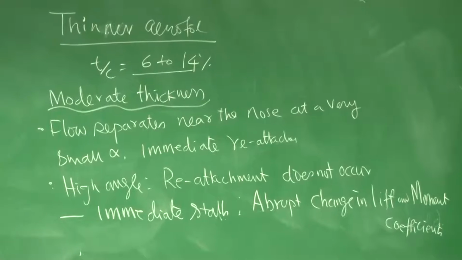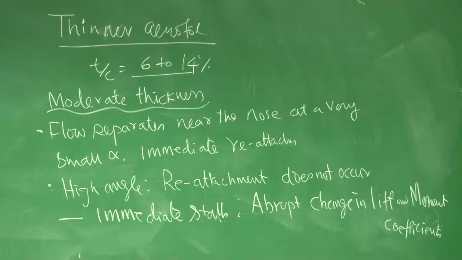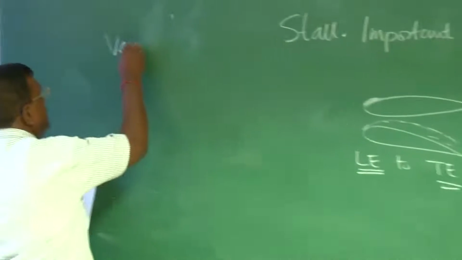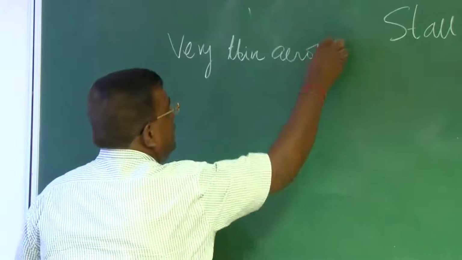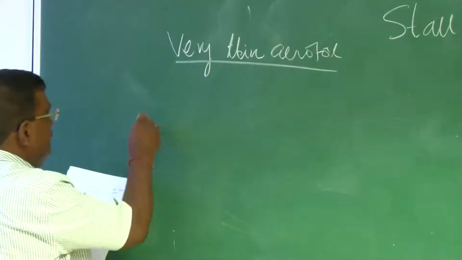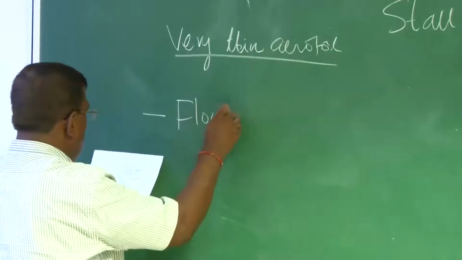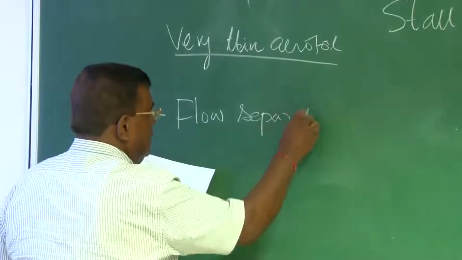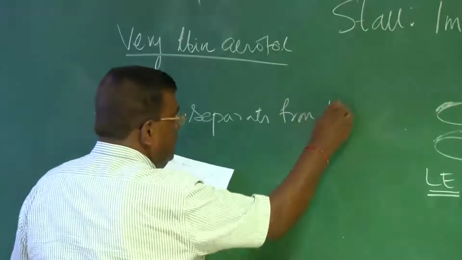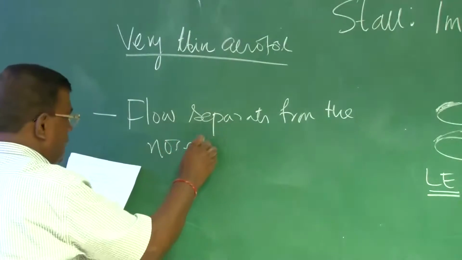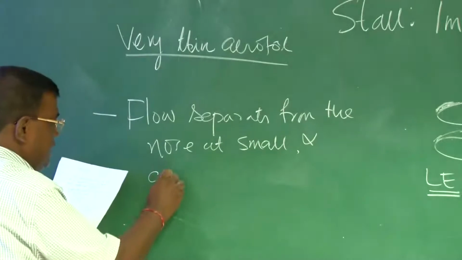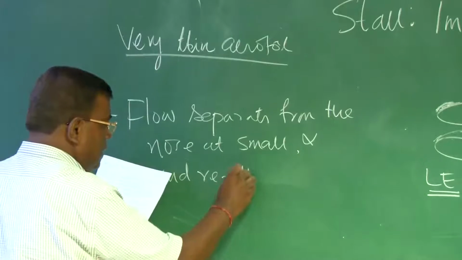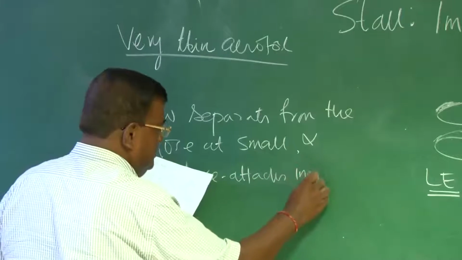The last one, which I want to share with you, is a very thin aerofoil. Again, it is Raymer's perception. He says flow separates from the nose at small angle, at small alpha, and reattaches immediately. This is fine.